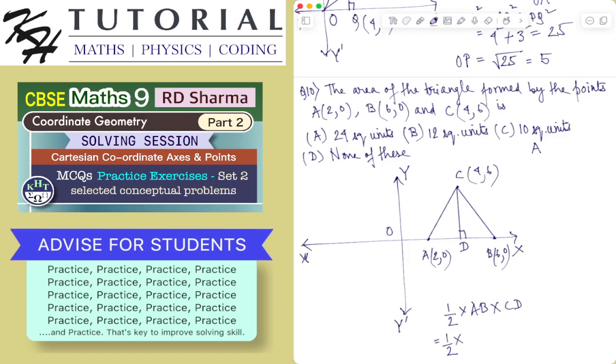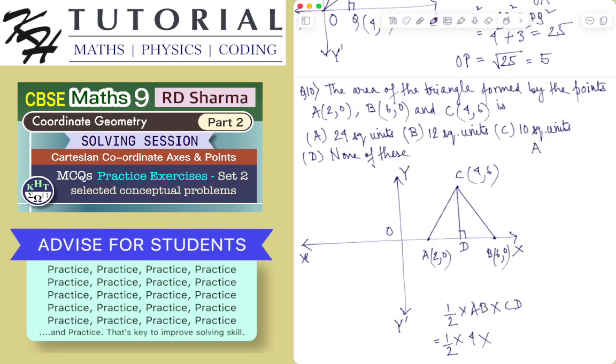X coordinate of B is 6. X coordinate of point A is 2. So definitely the distance AB will be, since B is lying to the right hand side of the point A, the abscissa of B minus the abscissa of A, which is 4, multiplied by what is CD.